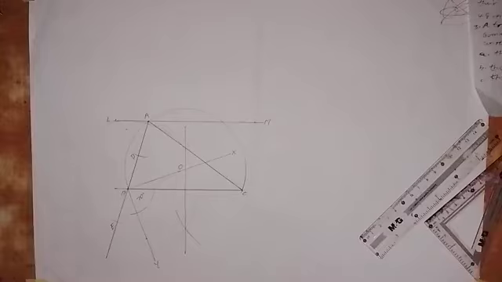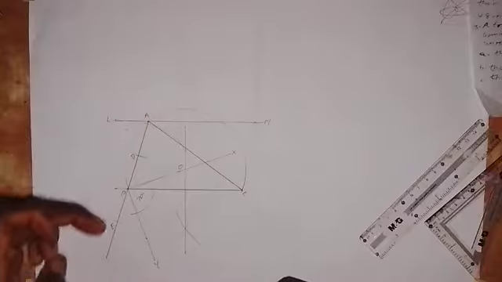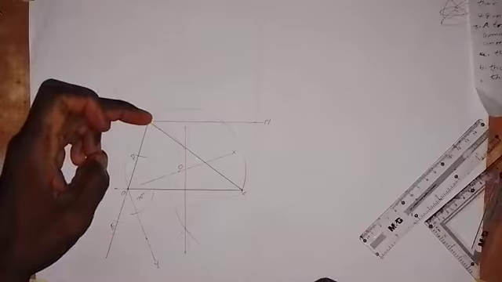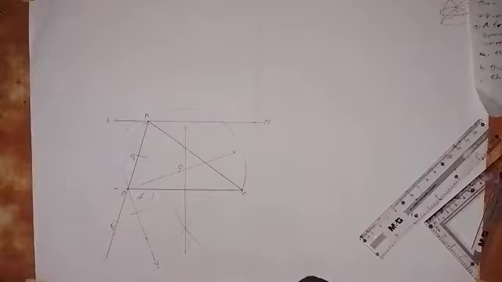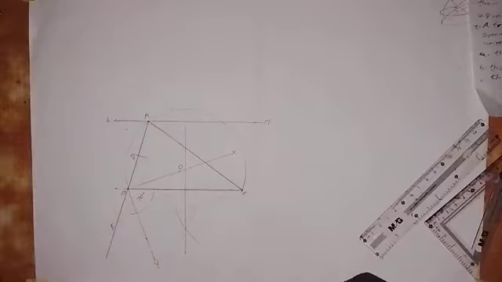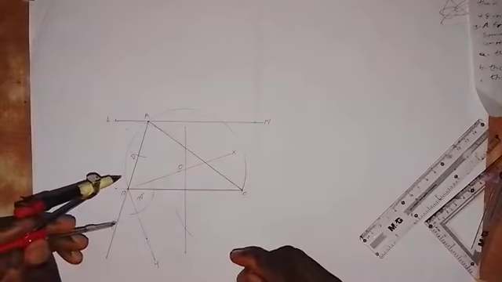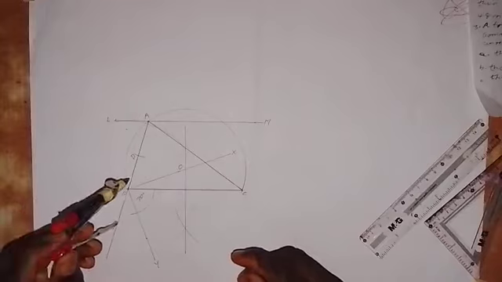All right, so the next thing that we are going to do is construct a semicircle on AE. So to do that, we have to locate the midpoint of line AE, so that we can construct the semicircle. So we need to bisect AE to locate the midpoint.